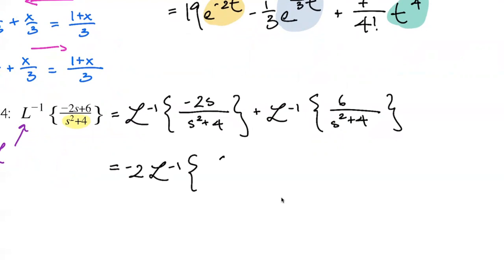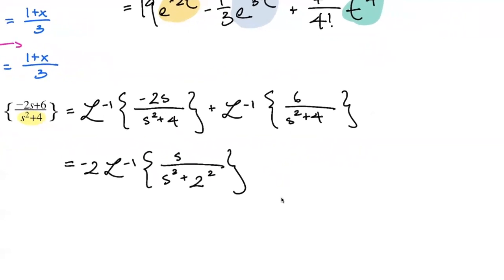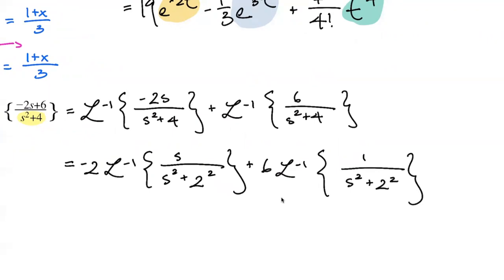But I'm left with s over, I'm going to write this as s squared plus 2 squared. Okay, 2 squared because if I know I'm going for s squared plus a squared, it's more helpful to know my a than it is to know my a squared. Plus the inverse Laplace of, whoops, let me go ahead and bring that 6 out to the front, right? So 6 times the inverse Laplace of 1 over s squared plus 2 squared. Okay.